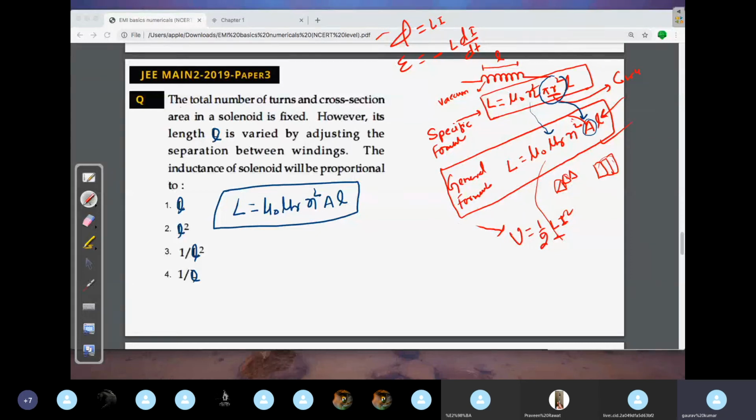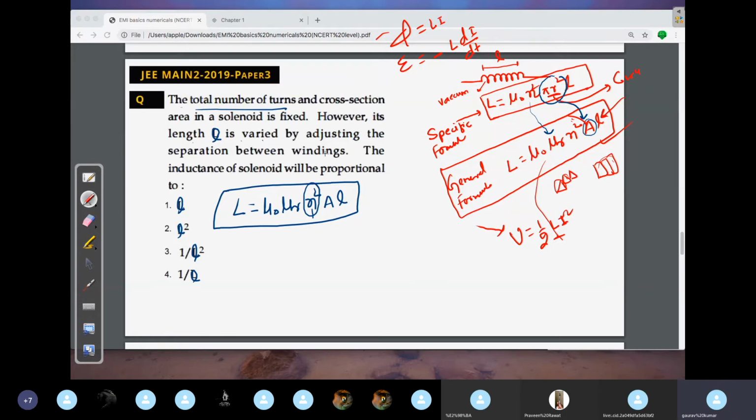So what they're telling you here is that the total number of turns, this N, is constant. However, its length is varied by adjusting the separation between the windings. The inductance of the solenoid will be proportional to what?